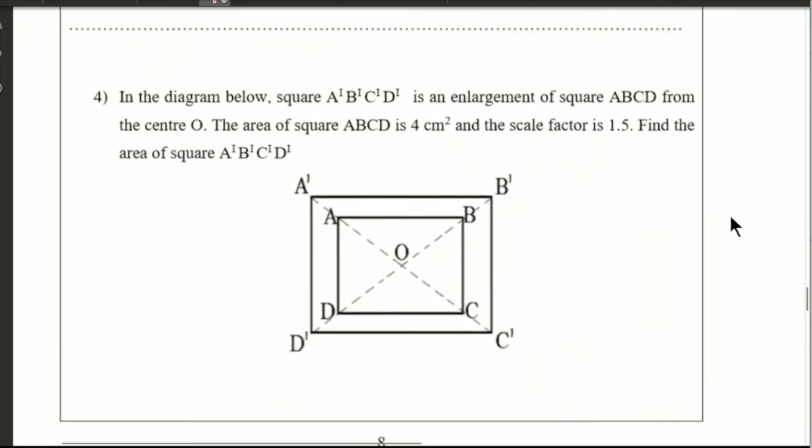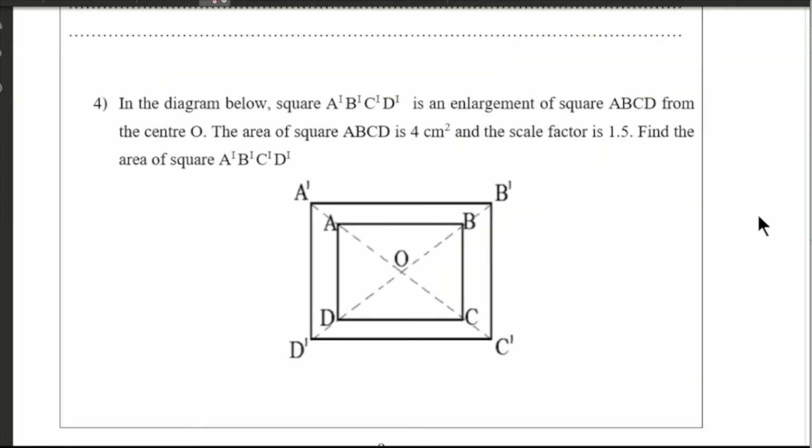Question 4. In the diagram below, square A prime, B prime, C prime, D prime is an enlargement of square ABCD from the center O. The area of square ABCD is 4 centimeters squared, and the scale factor is 1.5. Find the area of the enlargement square, which is A prime, B prime, C prime, D prime.